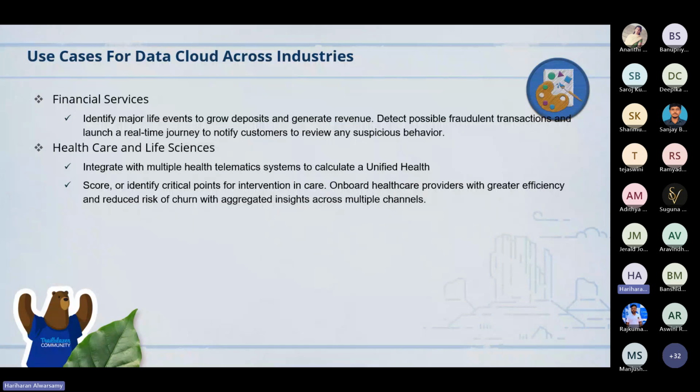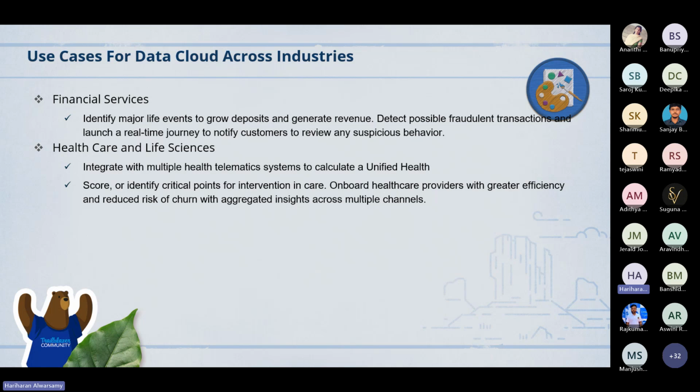Let's see the use cases for data cloud across industries. In financial industries, we can identify major life events to grow deposits and generate revenue. We can also detect possible fraudulent transactions and launch a real-time journey to notify customers to review any suspicious behavior. Like if I lost a credit card and my real-time transactions are stored in our database, then by defining some calculated metrics, the bank can find whether this transaction is fraudulent or not. If it is fraudulent, they can take immediate action.